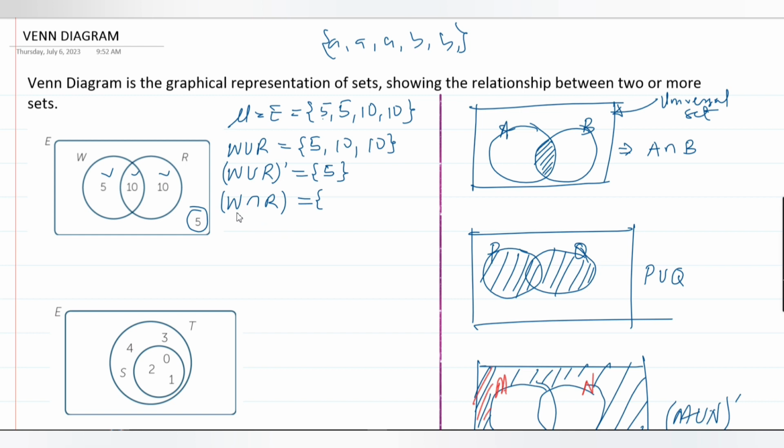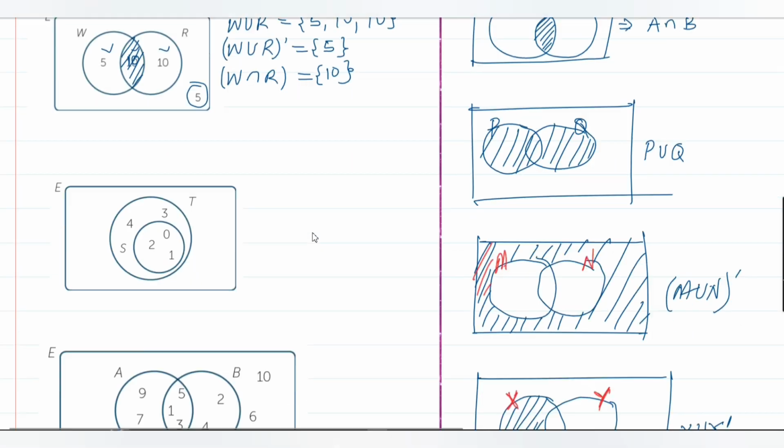So what is W intersection R? What they have in common? So which is this place? All right, and that's our 10 here. That would be 10. So we've been able to dissect that particular set.